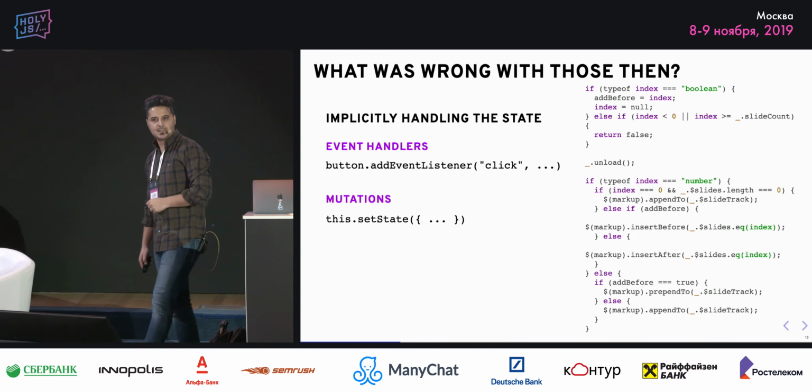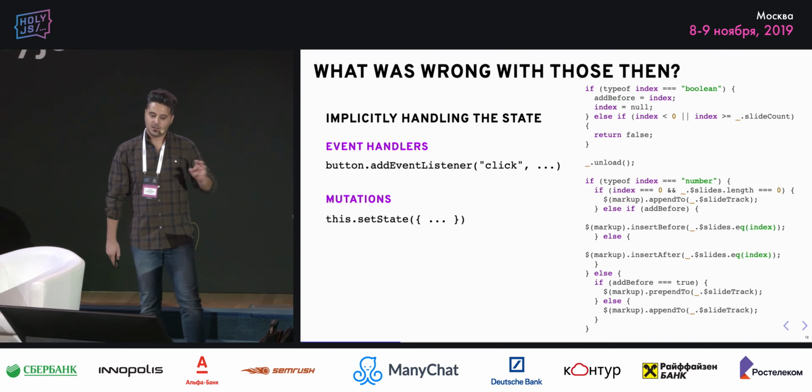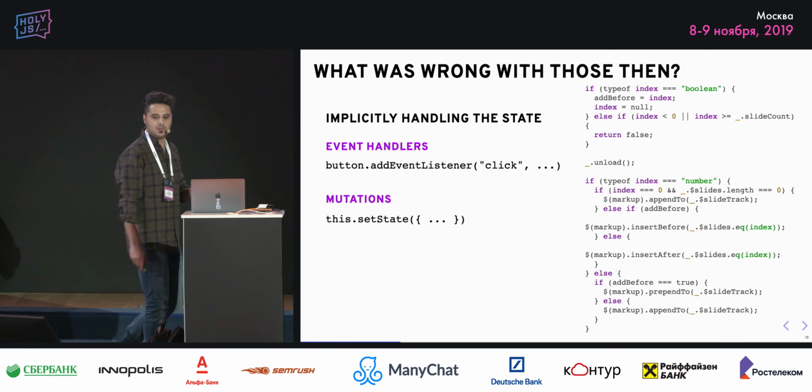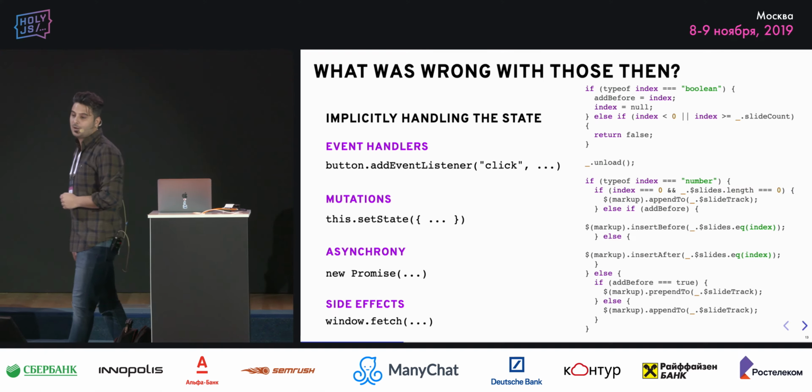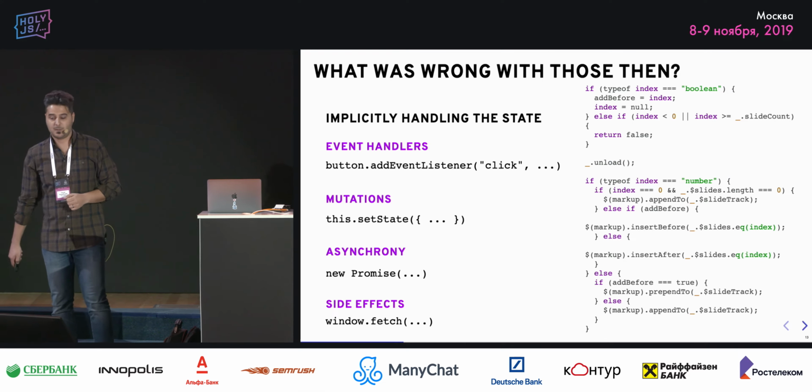To understand something that handles the state implicitly, you not only have to understand event handlers, but all the mutations, asynchronous side effects, concurrent side effects, and also other sorts of side effects, like fire-and-forgets and promise-based ones.